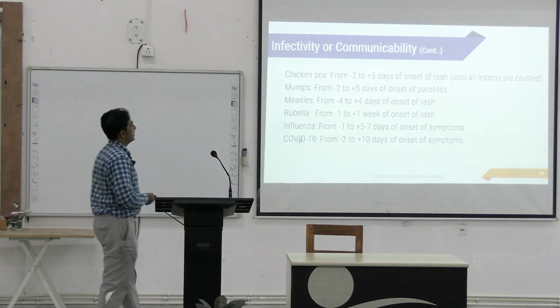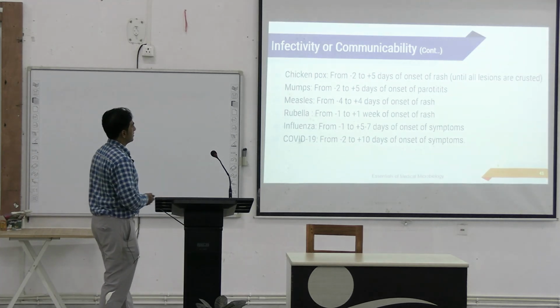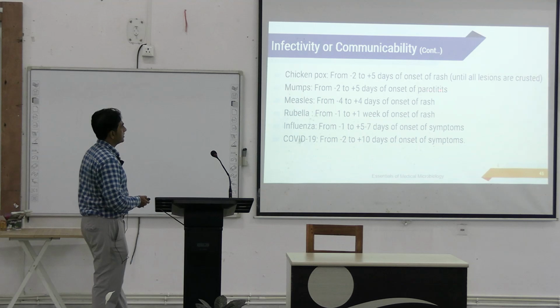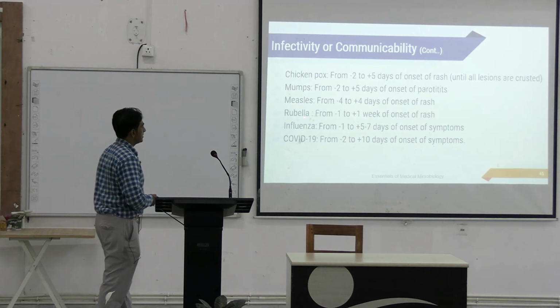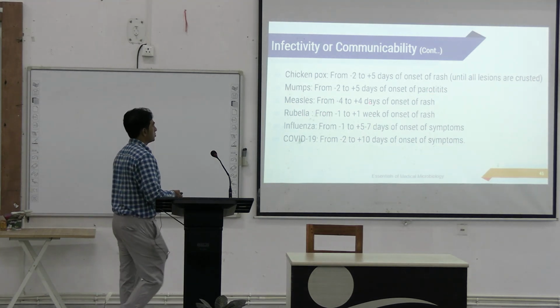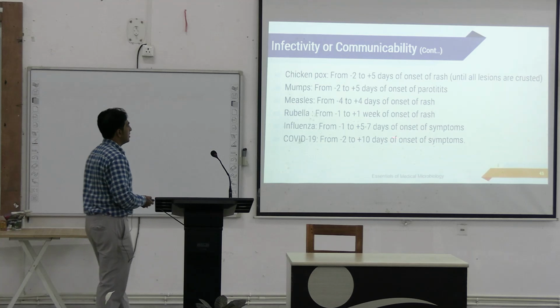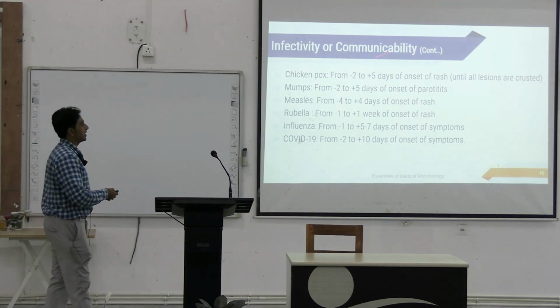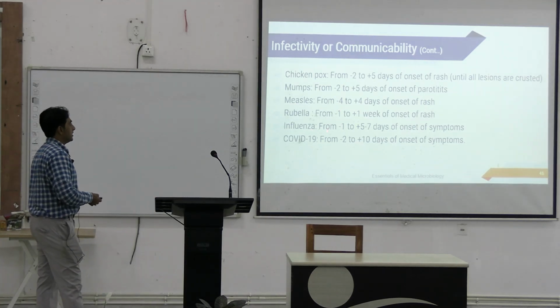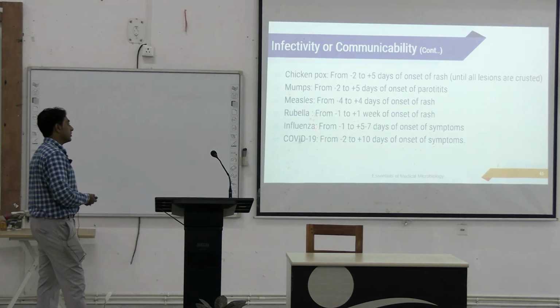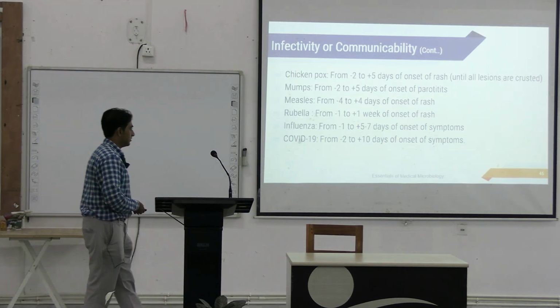Like chicken pox, from 2 to 5 days of onset of rash. Mumps, from 2 to 5 days of onset of parotitis. Measles, from -4 to +4 days of onset of rash. Rubella, -1 হচ্ছে মানে বিফোর আর কি, বিফোর দ্য অনসেট অফ র্যাশ। Influenza, from -1 to 5 to 7 days of onset of symptoms. COVID-19, from -2 to +10 days of onset of symptoms.